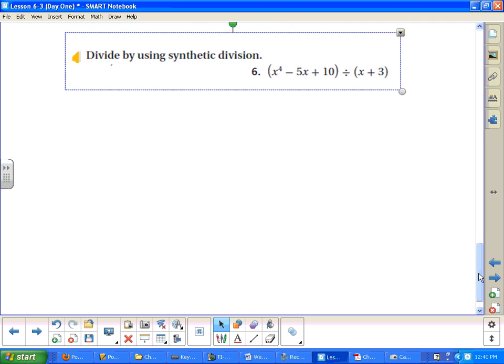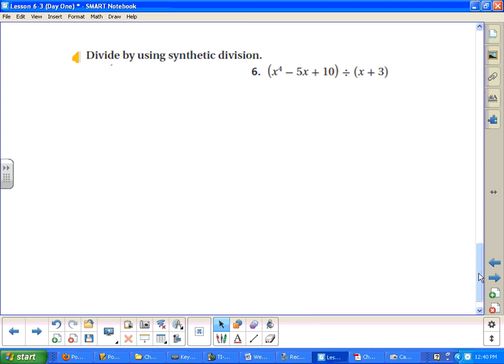So here's number 6. X to the 4th minus 5x plus 10 divided by x plus 3. Is that the exact same problem we did in that example yesterday? Was it? That's what I thought. That looks like it. So, all right, well, we'll do it again.